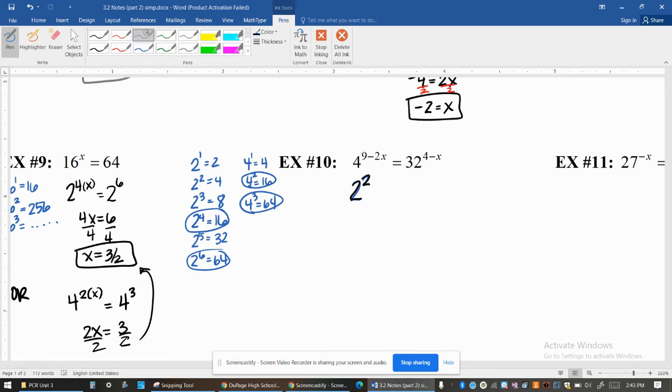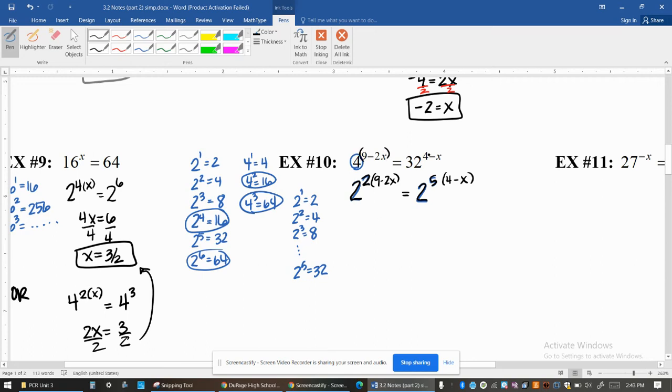So I'm going to rewrite 4 as 2 squared. So 2 to the 1st power, 2 squared, right? I just did this list previously. And then 2 to the 5th power is 32. So I'm going to write 32 as 2 to the 5th power. But you can't forget about the exponents that were already there. These were binomials, so I'm going to make sure I keep them in parentheses. Okay, as long as the bases are the same, then you can use the uniqueness property to set the exponents equal to each other. Then distribute and solve.